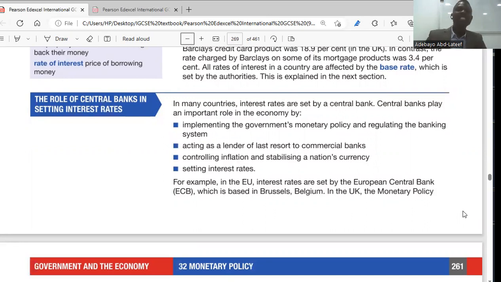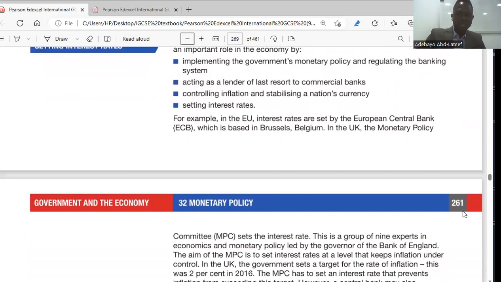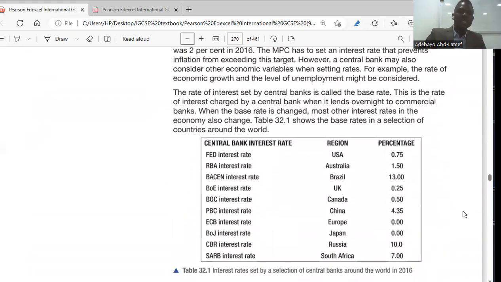Is it clear? Yes. The second point: acting as a lender of last resort to commercial banks. So when the commercial banks are short of cash, the only institution they could go to is the central bank. That's the last resort. The third point: controlling inflation and stabilizing the currency. The central bank makes sure that prices are stable in the economy and the currency is not depreciating every now and then. It's not devalued. And the last point here is setting interest rate: setting the price which borrowers have to pay and the price which savers receive. That's the interest rate. Any questions about that?